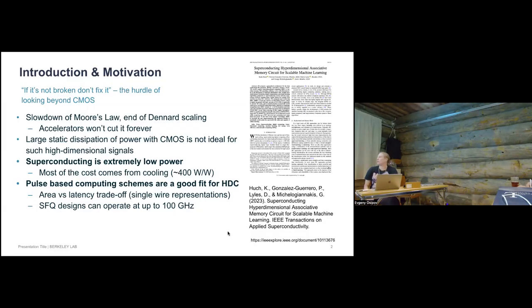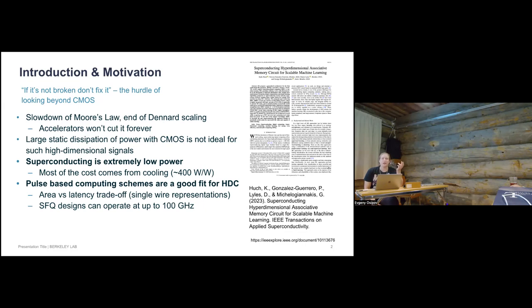So one of the main questions, why bother doing anything but CMOS, right? Everything is CMOS, fabrication is CMOS, and it's a big hurdle to move to another technology. But the fact of the matter is, with the slowdown of Moore's law, we've hit the power wall. We're only going to be able to keep up with the growing demands for increased computational power for so long. And we can't just keep building more accelerators. That's not going to cut it forever.